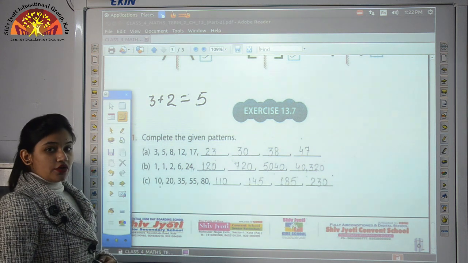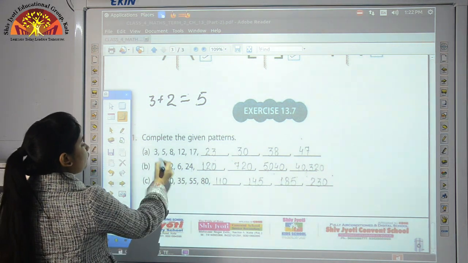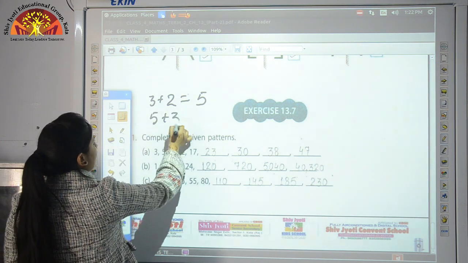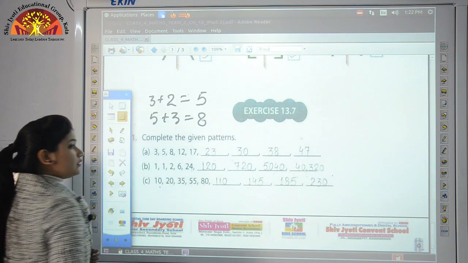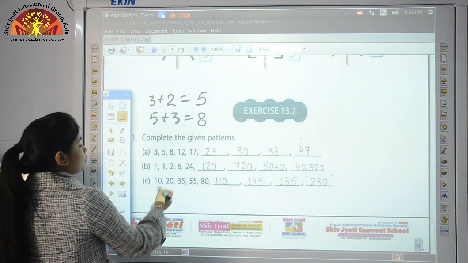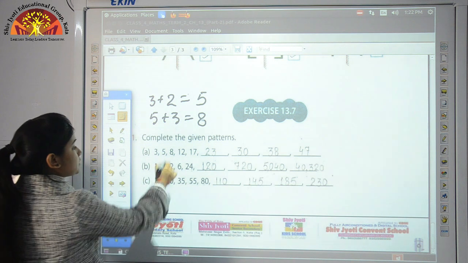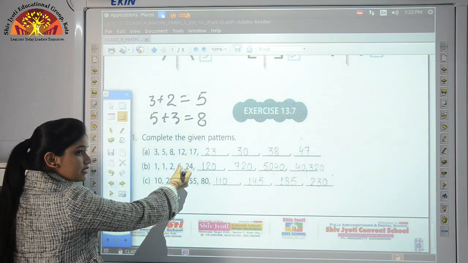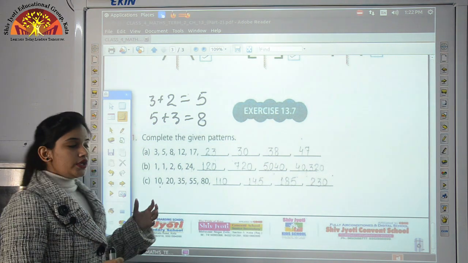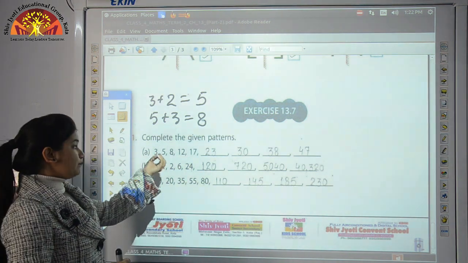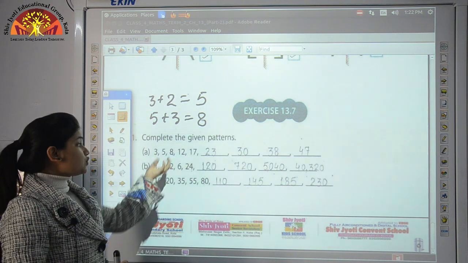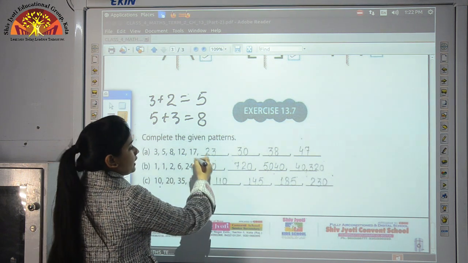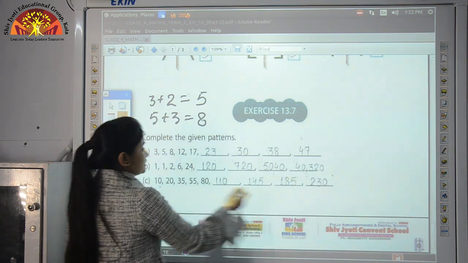So the next number is 5. Now again if I add 3 to this number, I will get 8, which is the next number. Now again if I do plus 4 to this 8, I will get the next number. So what we are observing here, we are doing plus 2, then plus 3, then plus 4. It means to find the next numbers, we have to do plus 6, then plus 7. In this way, we will find the next numbers.